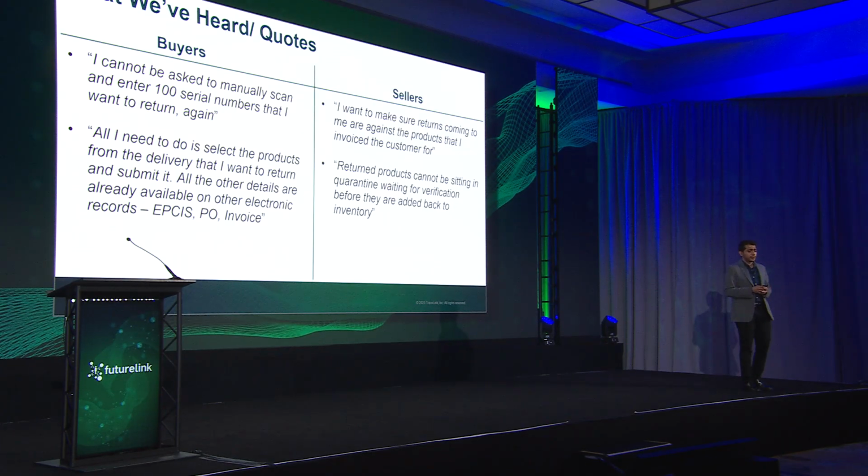Typical seller challenges: they want to make sure that the products they get back, if it's saleable returns, are the products that they invoiced the customer for. So the proof of purchase and validation happens up front before the products are returned back to them. If that doesn't happen, once the products are received back, they typically spend a lot of time in quarantine because the seller is doing a verification on their end to make sure that the serial numbers were indeed sold by them before they can be added back to inventory.